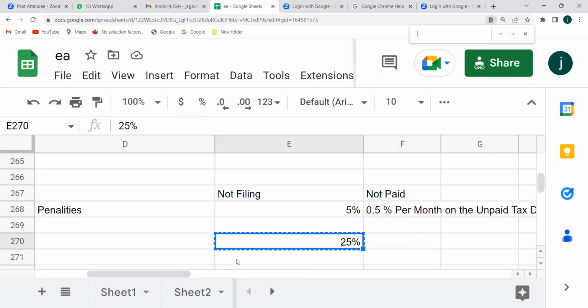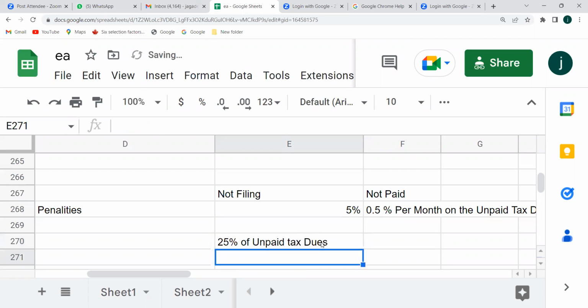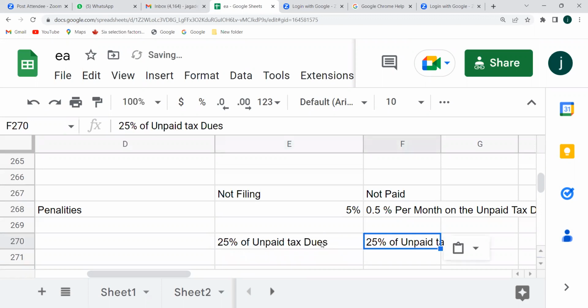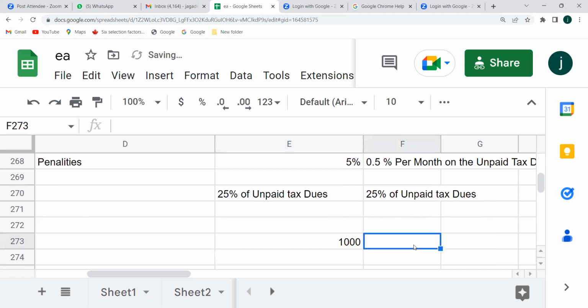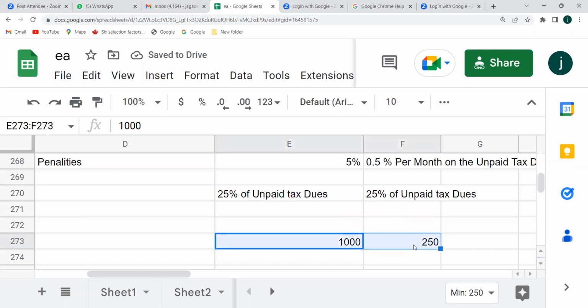Again, the point here is 25% of unpaid tax dues. The amount should not exceed 25% of unpaid dues. Say, for example, the dues you are supposed to pay are $1,000. In this case, your penalties in both cases should not exceed $250. This is the maximum limit you can levy for not filing or not paying the tax liability within the due date. Clear?